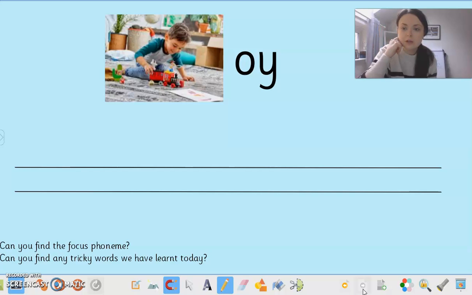So what I would like you to do now is I would like you to write your very own sentence. Remember, it needs to include a word with our oi sound in. Okay. Can you include any of our tricky words that we have learned today? Make sure you include your capital letters, your finger spaces. An adjective would be amazing. If you include and or but in your sentence, I'll be super proud of you. So I look forward to reading your sentences and I'll see you very soon.